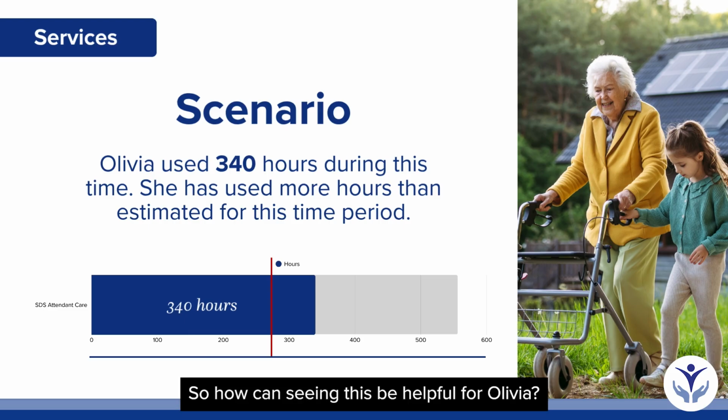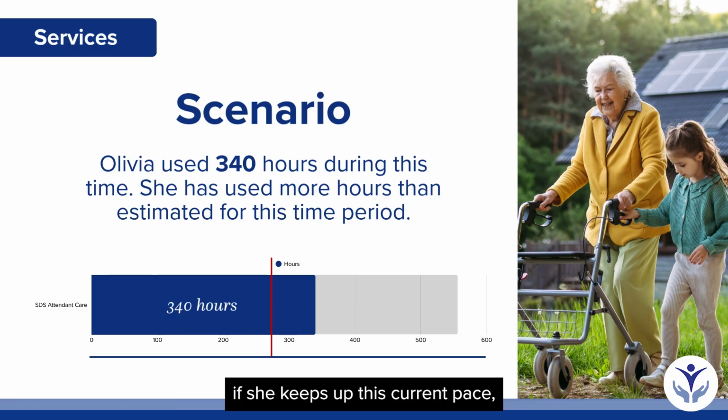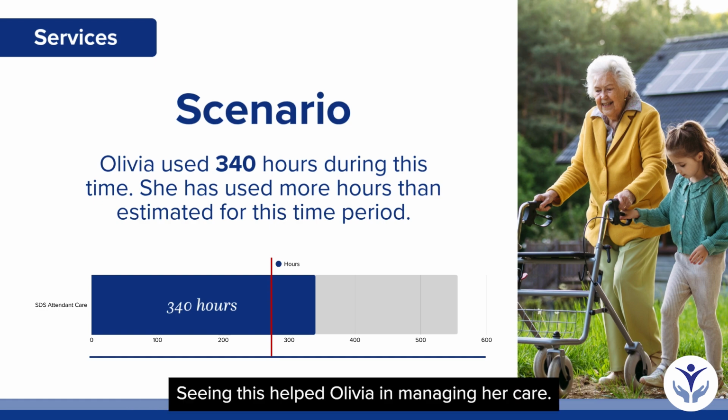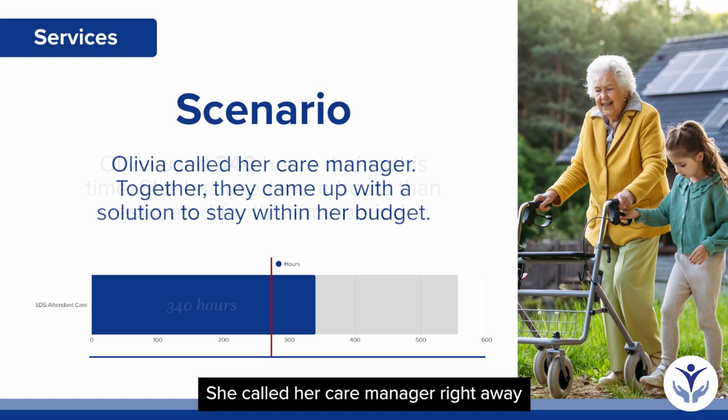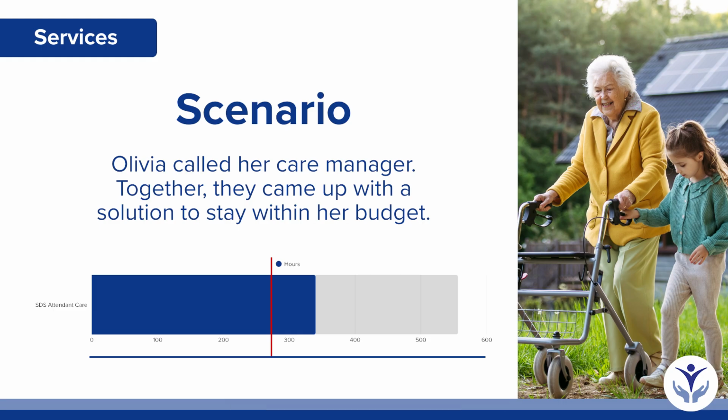So how can seeing this be helpful for Olivia? Well, now she knows. If she keeps up this current pace, she may use up her hours before the time period is over. Seeing this helped Olivia in managing her care. She called her care manager right away, and they came up with a solution to stay within her budget.